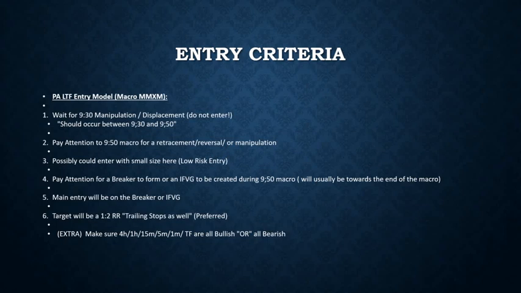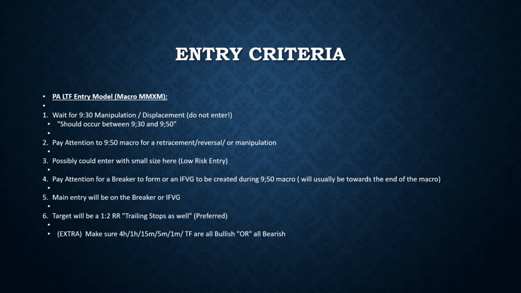Number two, we want to pay attention to the 9:50 macro time for a retracement reversal or a second manipulation move. This macro time starts between 9:50 and 10:10 a.m. New York time. This is the second macro time of the New York AM session. So we want to wait for 9:50 and pay attention to when the retracement, reversal, or manipulation move happens.